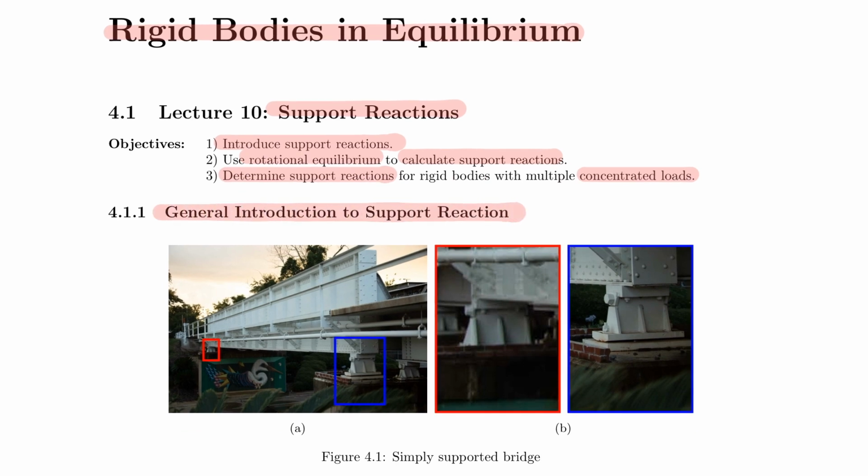And because I'm not able to meet you in the classroom with my props, I went around town and took some pictures for you. For example, here of a railroad bridge. So in part A, you see the railroad bridge, and then you can see the red box and the blue box, which zoom in on the actual support reactions, which I magnified for you here.